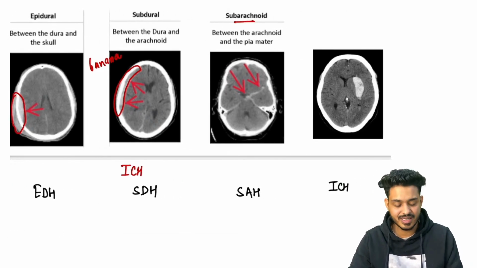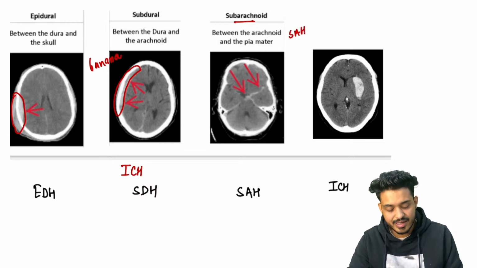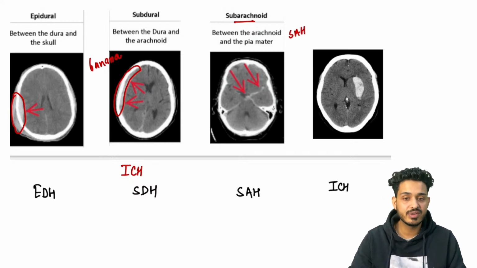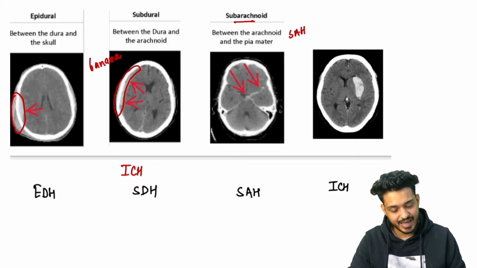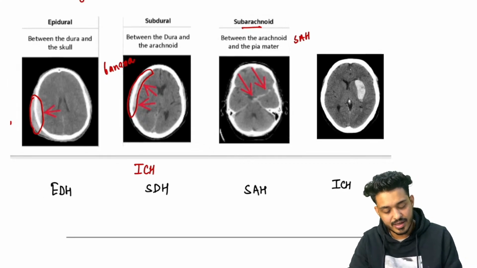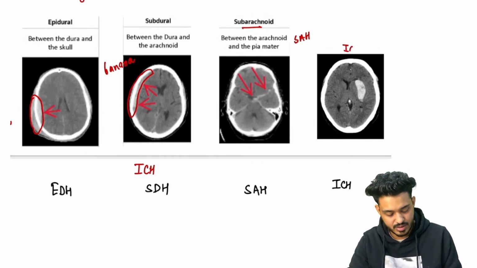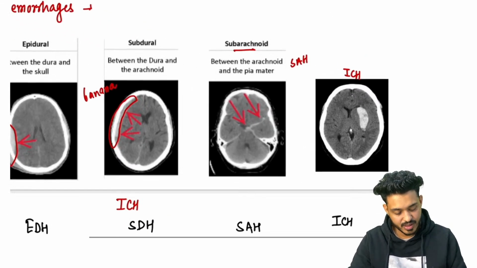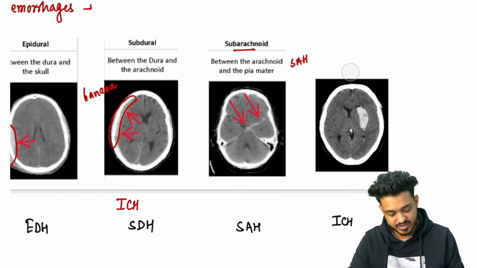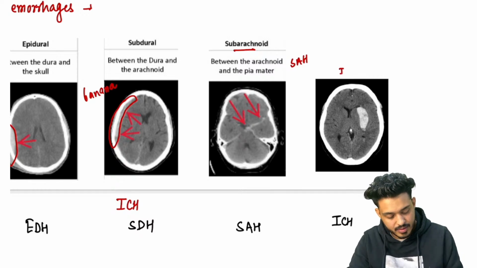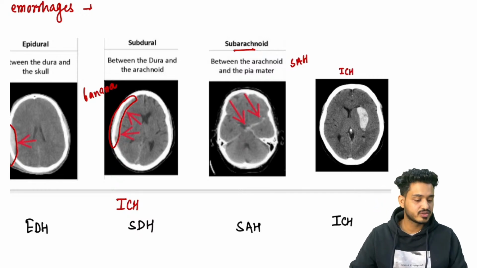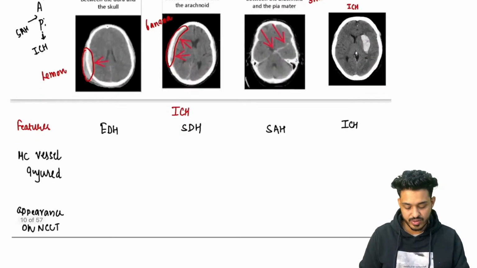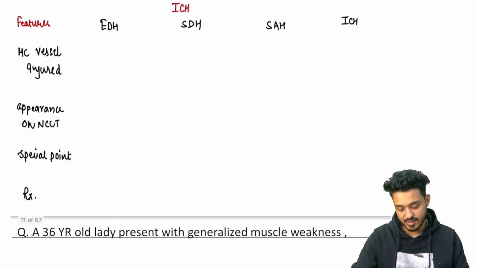Just now we have studied about SAH, right? Here you will be having blood in the Sylvian fissure and basal cisterns. And this is going to be your intracerebral hemorrhage, ICH, right? So let's try to differentiate. How are we going to differentiate between them? Let's make a table around it, right?